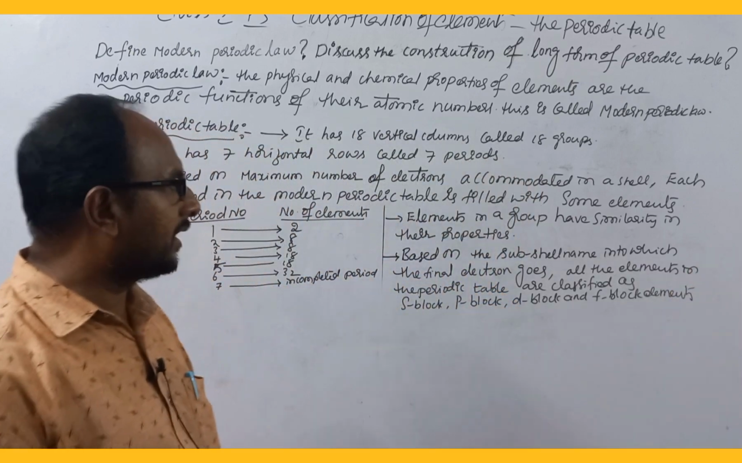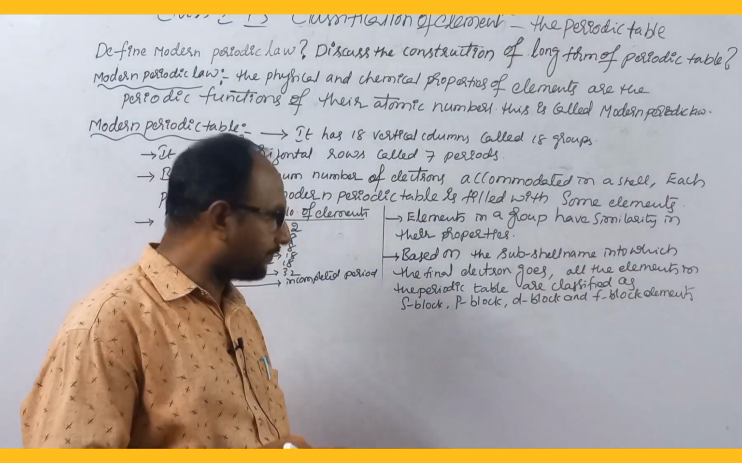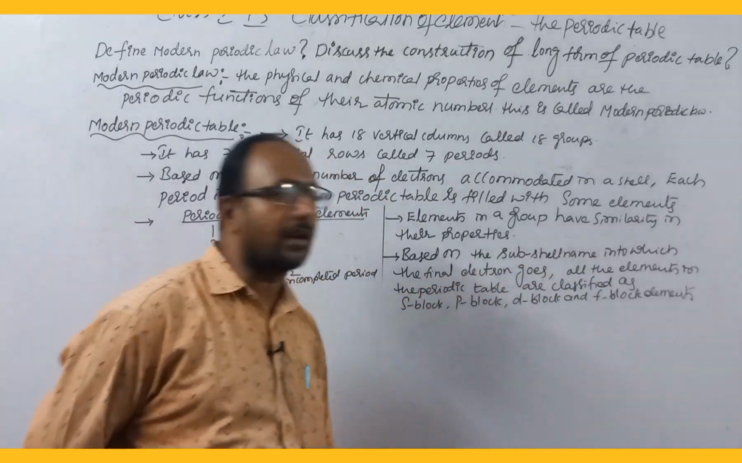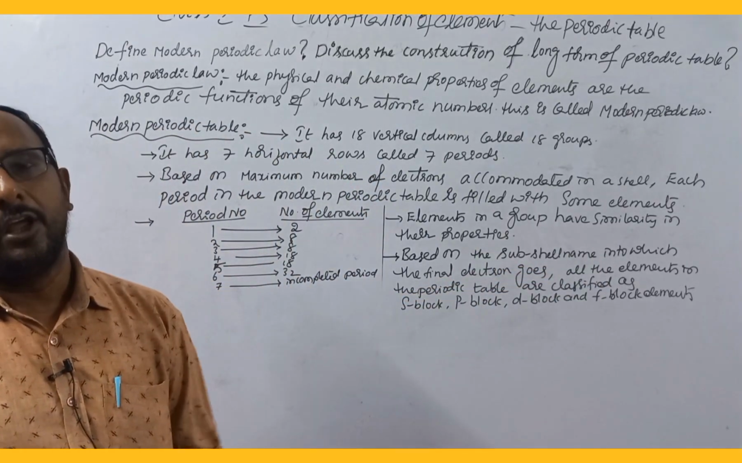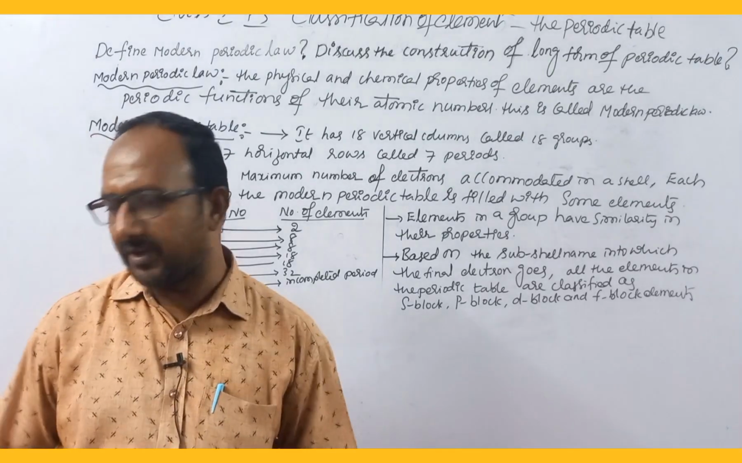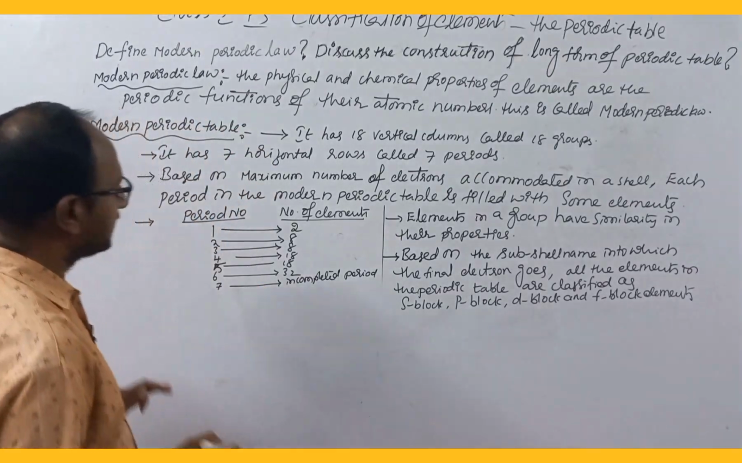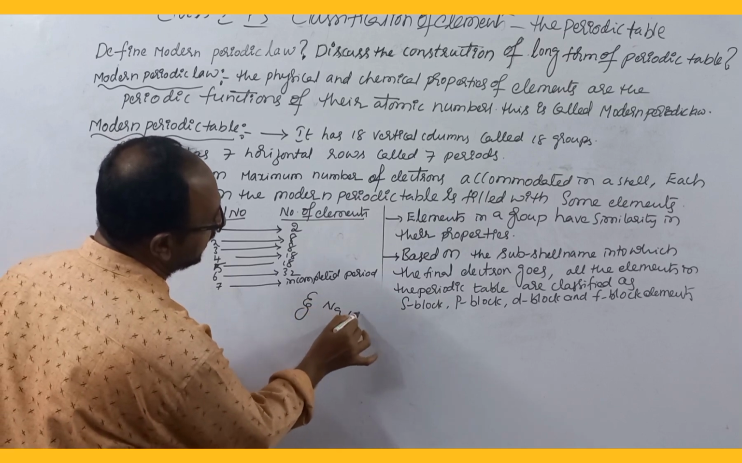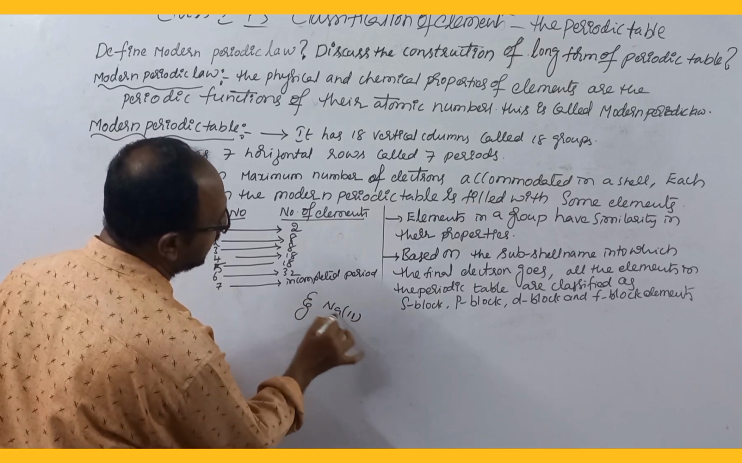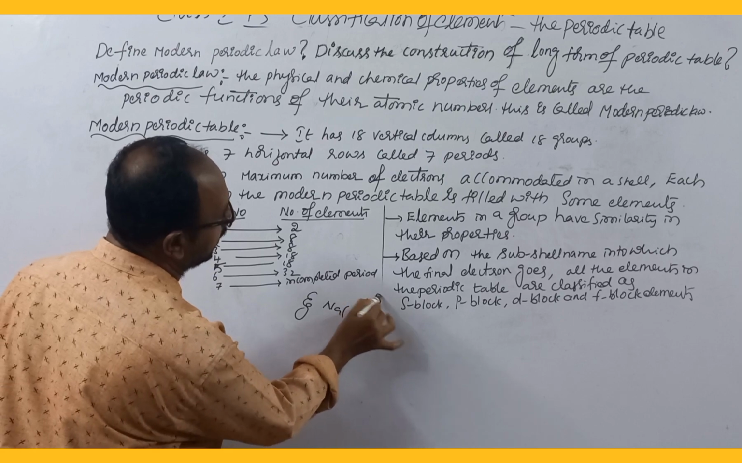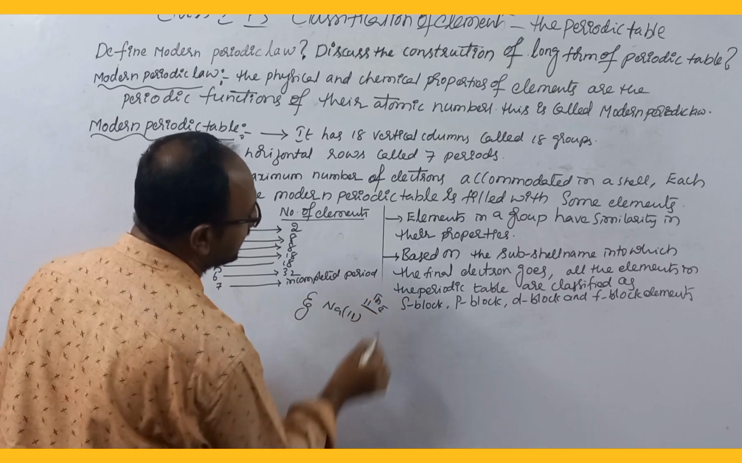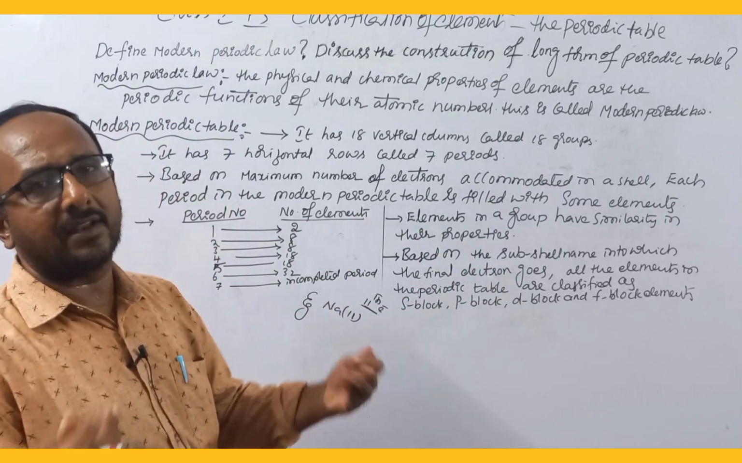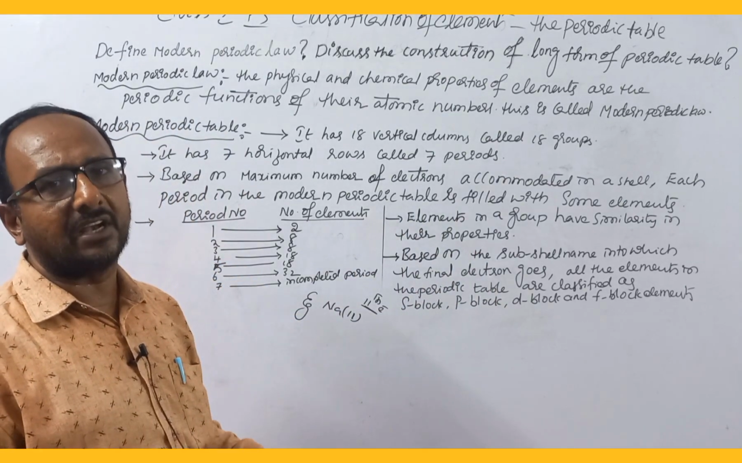Yes, you can see clearly, students. Based on the subshell name into which the final electron goes. It means that if you take the electron configuration for any element, for example, sodium, its atomic number is 11, and the final electron of sodium is the 11th electron. So this 11th electron goes into which subshell? Subshell S or subshell P or subshell D or subshell F.